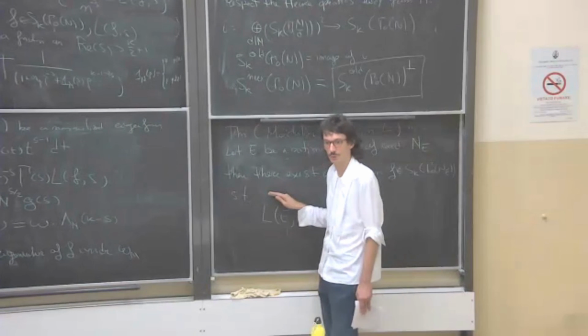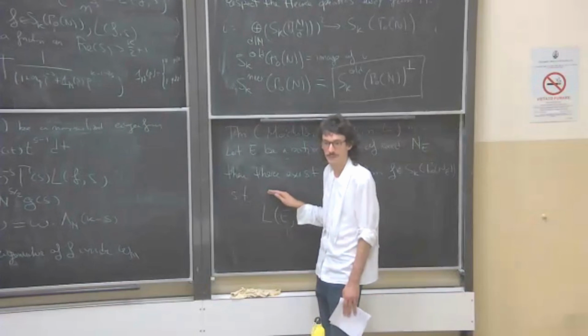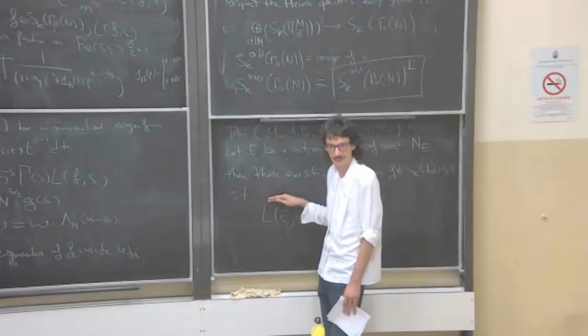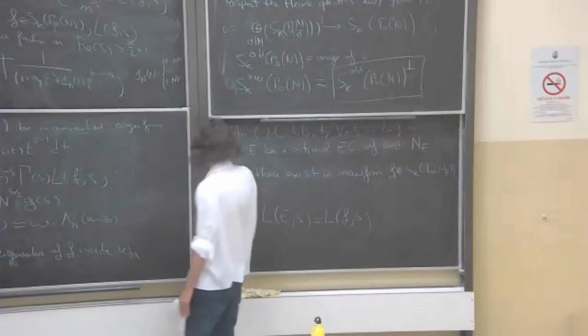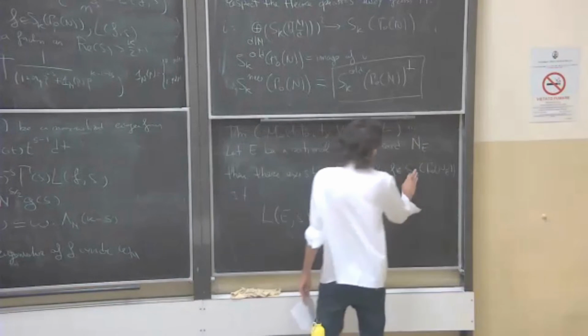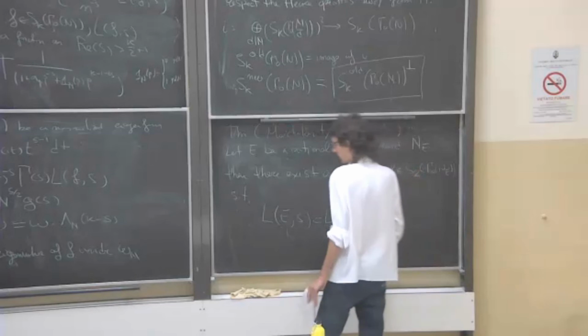So now we can do what we hope to do and investigate the properties of L(E, s) in the critical strip, which is going to be now s equal to 1. This is not S_k, this is S_2.